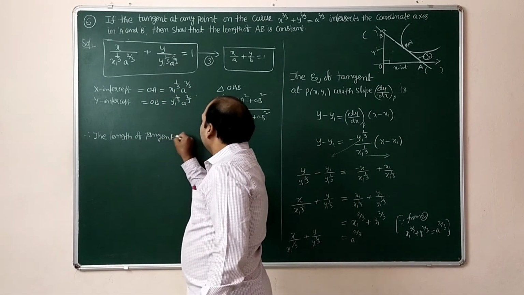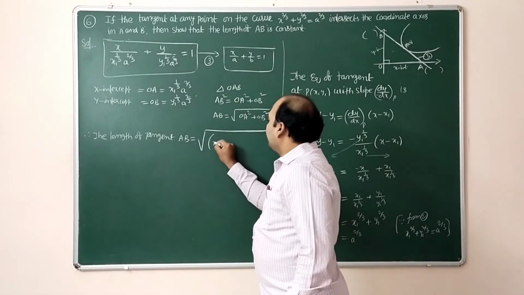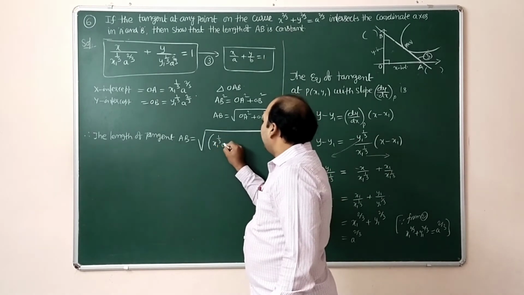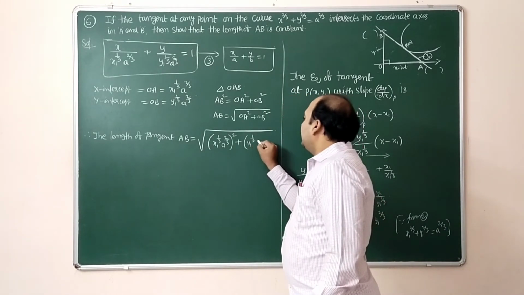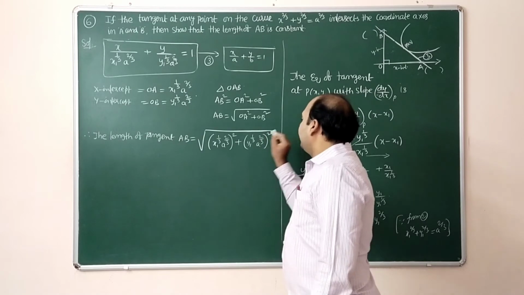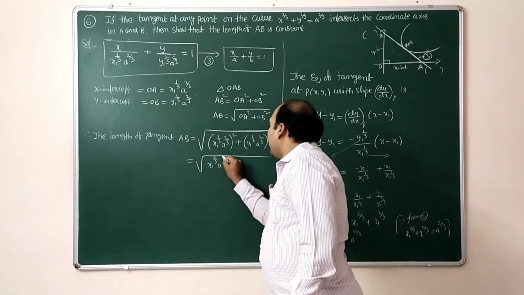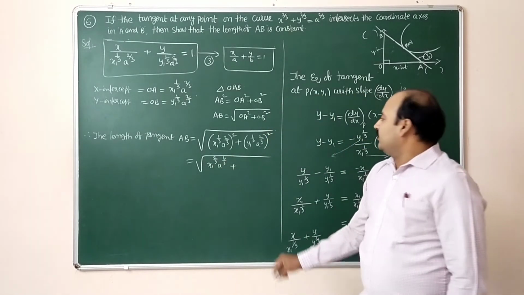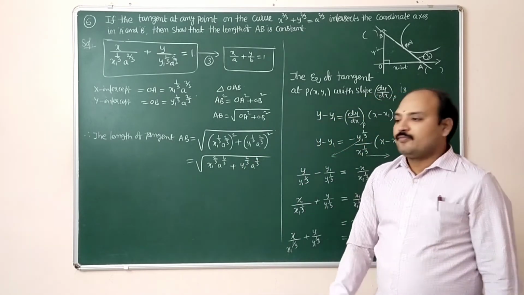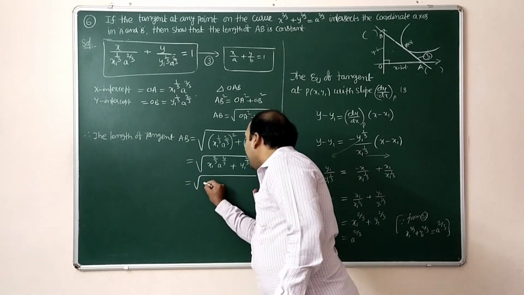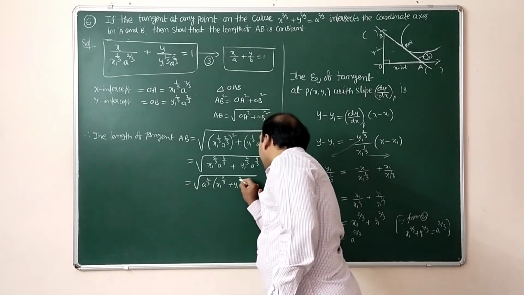AB equal to the square root of OA square. OA square means this value whole square: x1 power 1 by 3, a power 2 by 3 whole square plus y1 power 1 by 3, a power 2 by 3 whole square, which is equal to the square root of x1 power 2 by 3, a power 4 by 3 plus y1 power 2 by 3, a power 4 by 3. From these two, what will we take common? A power 4 by 3 will be taken common. So x1 power 2 by 3 plus y1 power 2 by 3.